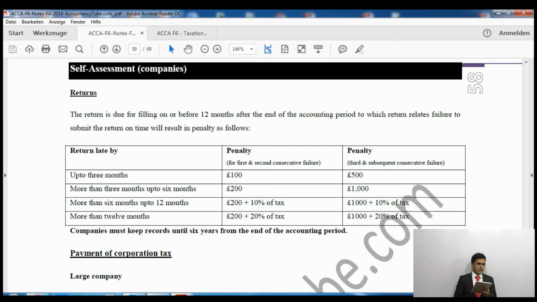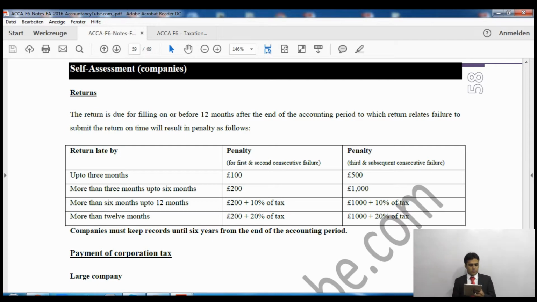So if you are up to 3 months late in submission of the return, and if it is the first time or the second time, then the penalty is £100. However, if it is a third and subsequent consecutive failure, then the penalty is 5 times higher, which is £500. Right, now it says first and second consecutive failures. It means that you failed to submit the return on time for the first time, then again a second time consecutively, so it will be first and second consecutive failure, and likewise for the third and subsequent consecutive failures it is 5 times higher, the penalty.